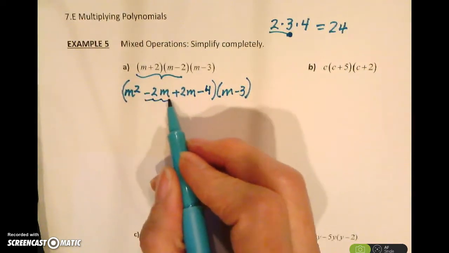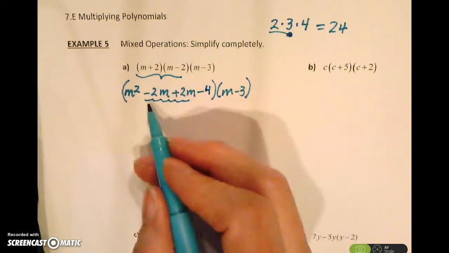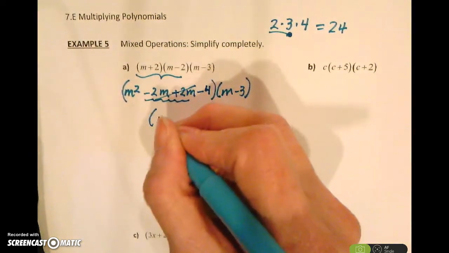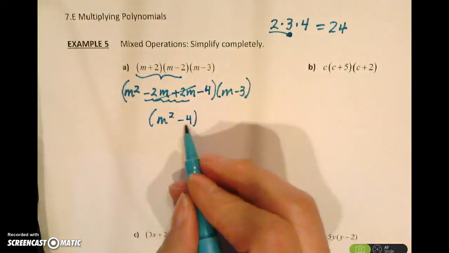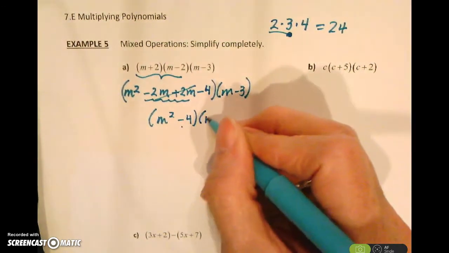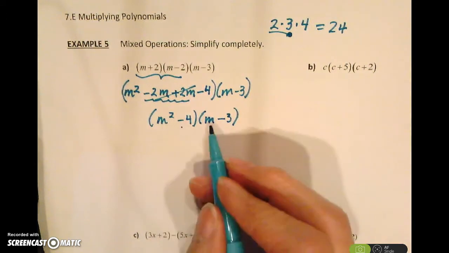I can combine some like terms here. Negative 2m and 2m is 0, so that's gone. And then I'm left with m squared minus 4. And notice I put that in parentheses when I multiply that. And then I have left to multiply it times m minus 3. So now I'll double distribute again.